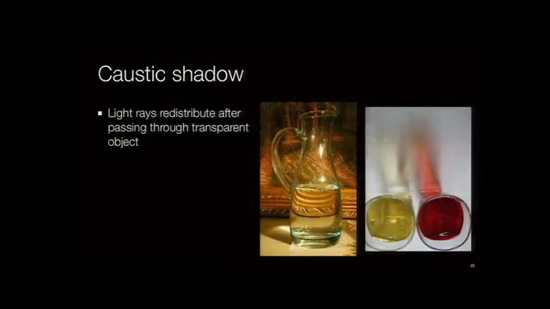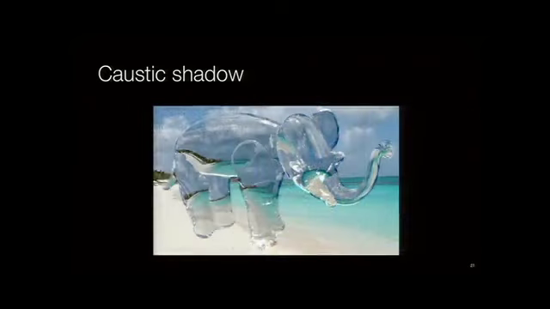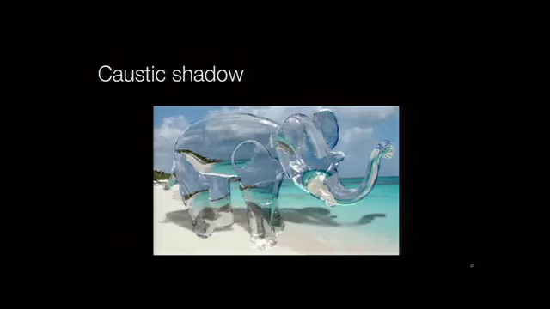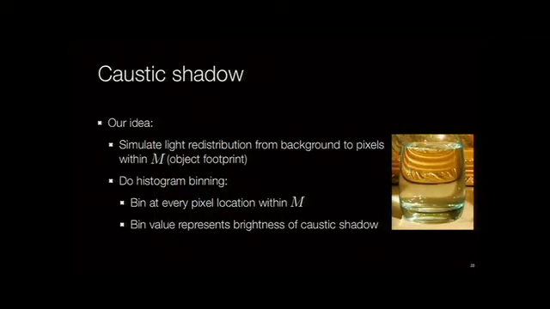Caustic shadow occurs when light rays redistribute after passing through the transparent object. For example, in the white image, the light convergency will make the projected shadow brighter, or on the other hand, the light divergency makes the area dimmer. Ray tracing or photon mapping is common practice to generate the caustic shadow, but it requires the geometric model, and in our case, we only have a single image.